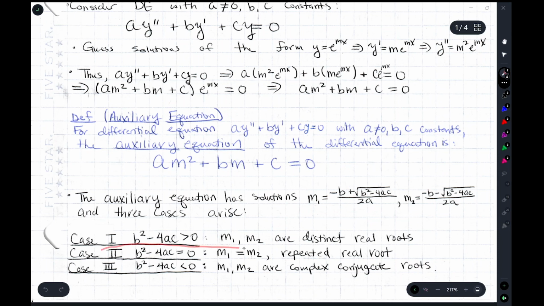And there are three cases now to consider. The case where b squared minus 4ac is strictly greater than 0, so what's inside the square root is strictly greater than 0. Here you're going to get two distinct real numbers, okay? When what's inside the square root is 0, you get a repeated root. And case 3 is when what's inside the square root is negative, and there you get complex conjugate roots. And we will consider these three cases in their own right.